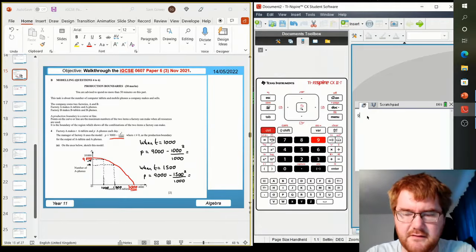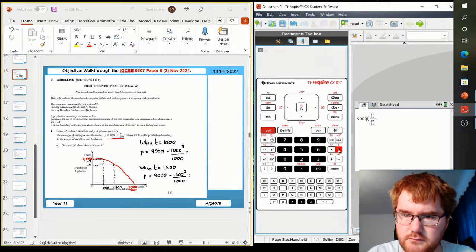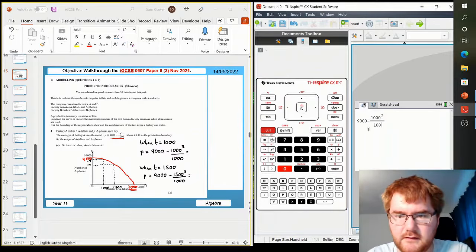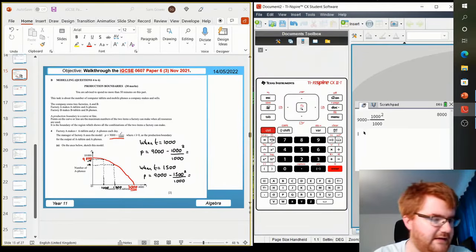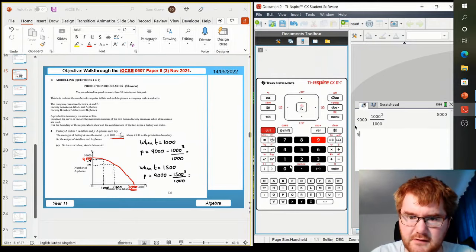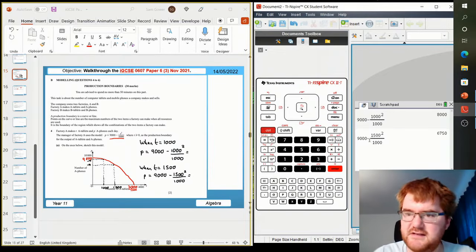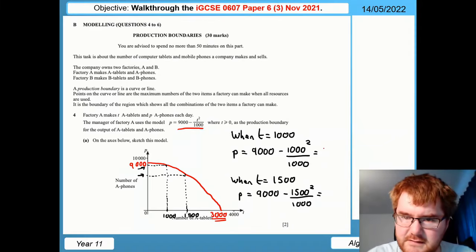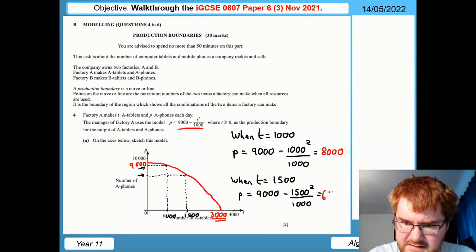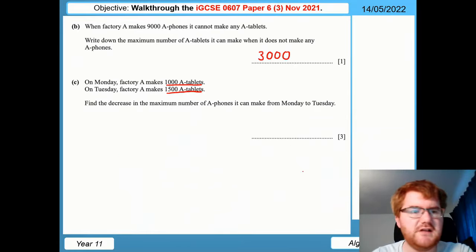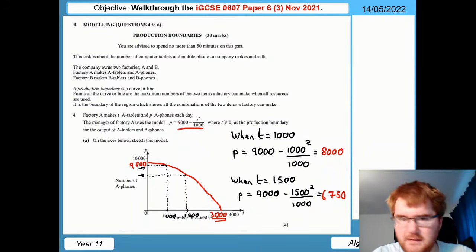Let's work this out. So we get 9,000 minus 1,000 squared divided by 1,000. So that generates 8,000 for me. And let's do the same thing again. So 9,000 minus fraction button 1,500 squared over 1,000. That gives me 6,750. So let's pop those answers in. So 8,000 here, 6,750. Now I'd write this working, of course, under part C, but just so you can see the diagram at the same time, I've written it here.